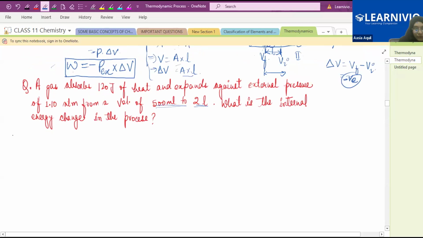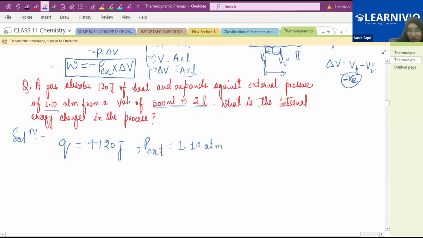Okay, so see how we can do this type of question. So here gas absorbs heat. When it absorbs heat, the heat will be positive, plus 120 joule. Now P external value, external pressure is given. It's 1.10 atmosphere. And what about the delta V?